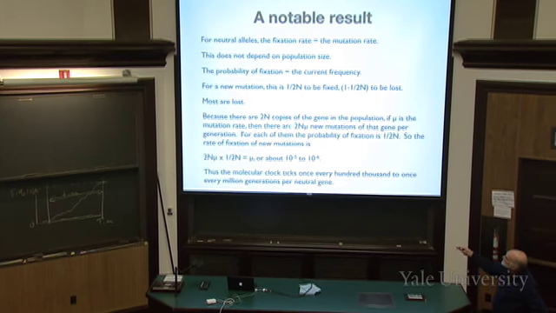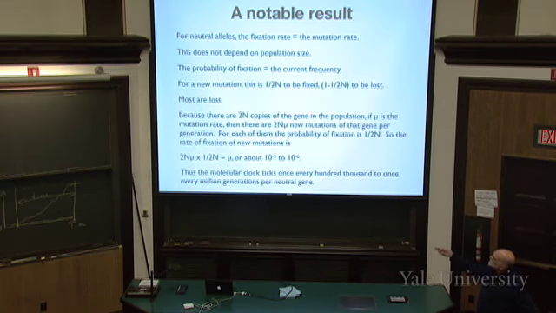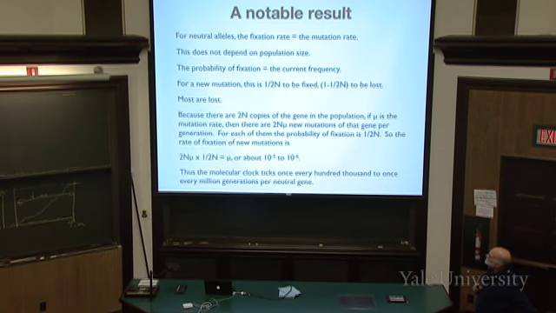Because there are 2N copies of the gene in the population, and if mu is the mutation rate, that means in each generation there are 2N mu new mutations. And for each of them, the probability of fixation is 1 over 2N. So the rate of fixation of new mutations is about 2N mu times 1 over 2N, which is equal to the mutation rate. That's about 10 to the minus 5th to 10 to the minus 6th per gene. And that means the molecular clock is ticking once every 100,000 to once every million generations per neutral gene.